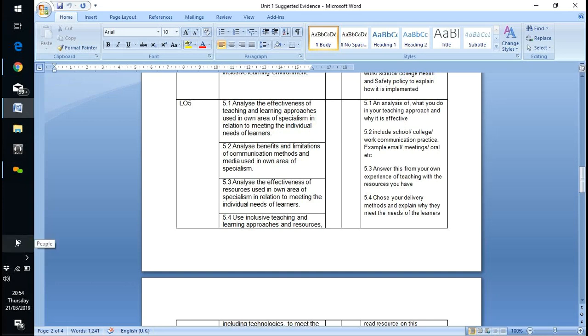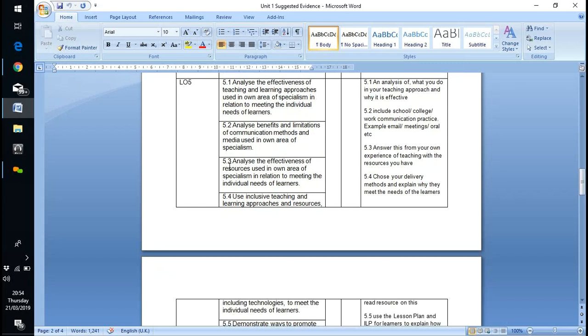Because I always thought it meant a particular subject. That confused me a bit. But that's why it always comes back and says your learners, your area. It's all about what you do, as I was saying this morning. So it's actually the benefits and limitations of communication in your own area of specialism.